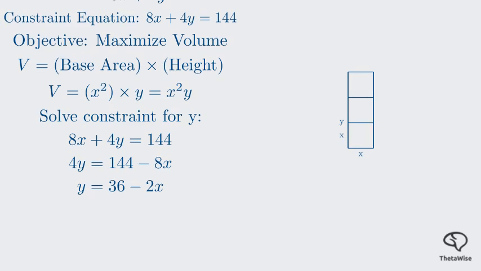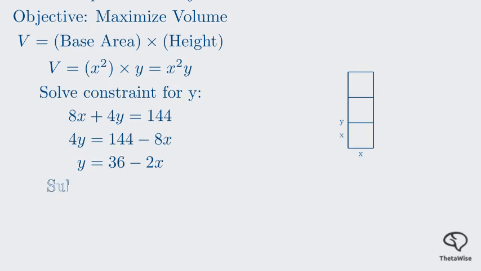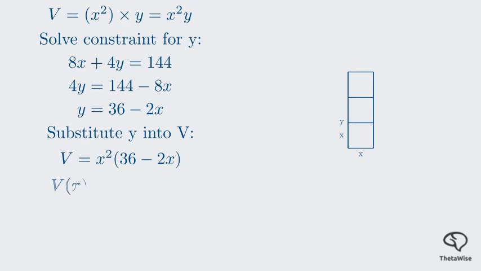This matches the memo. Now we substitute this expression for y into our volume equation. The volume V is x squared times the quantity 36 minus 2x. Distributing the x squared, we get V of x equals 36x squared minus 2x cubed. This is the function we need to maximize.